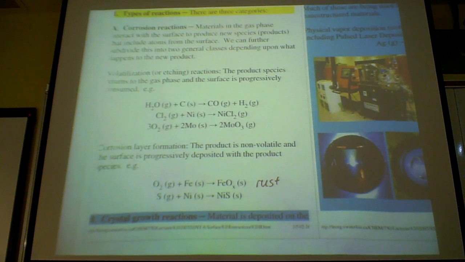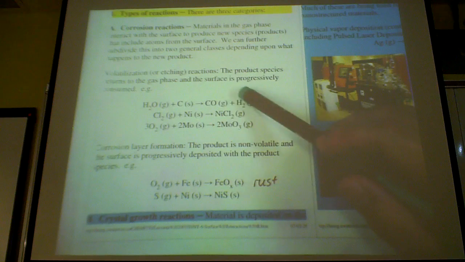The other classic corrosion reaction is that you actually have layer formation. Your product is not gaseous anymore.